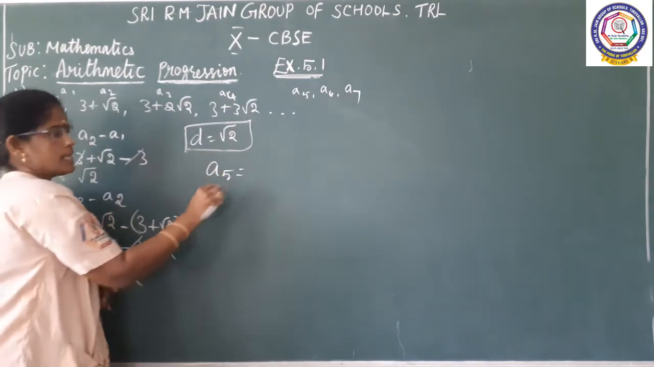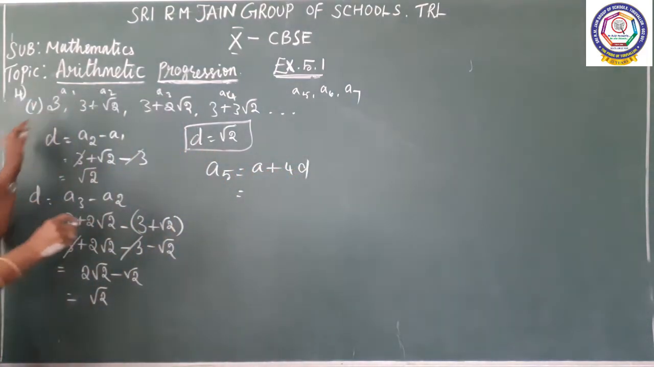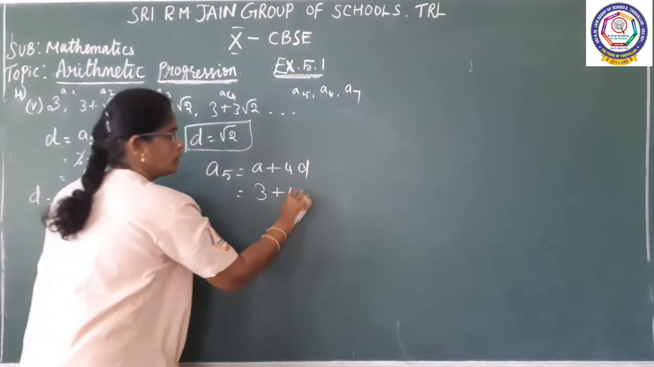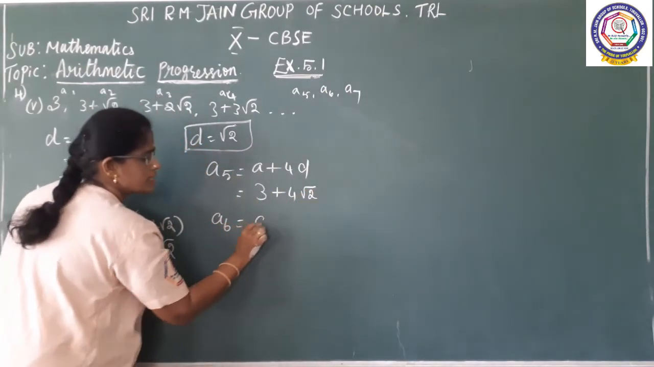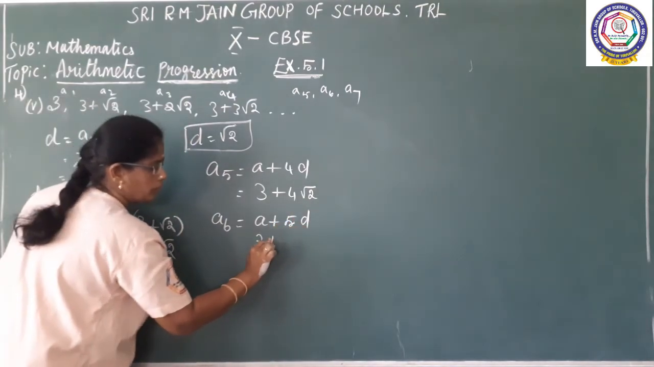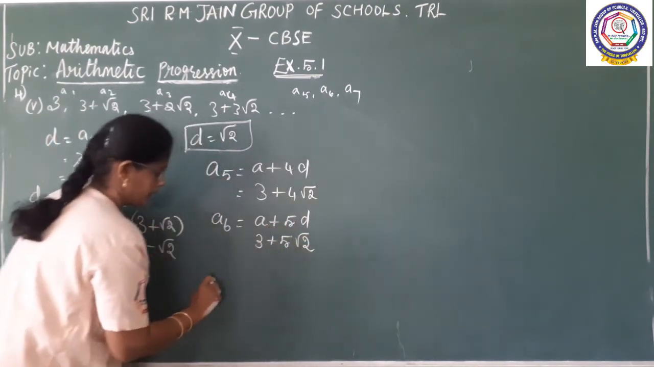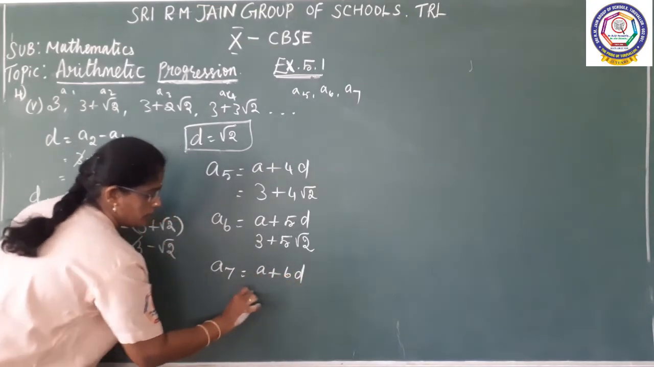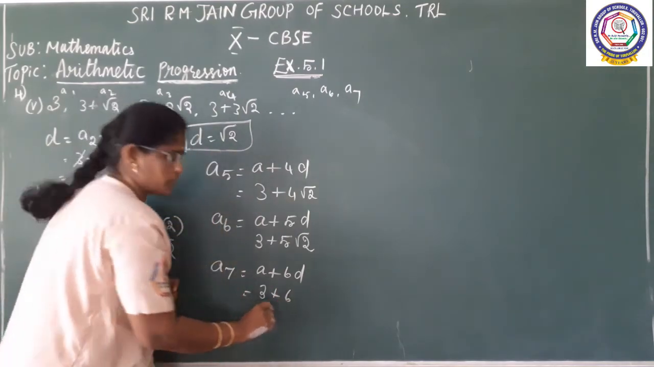A5 can be written as A plus 4D. What is A? That is the first term, 3, plus 4. What is the common difference we got? Square root of 2. Then A6 can be written as A plus 5D. What is A? 3 plus 5 into what is the common difference we got? Root 2. Then A7 equals A plus 6D. What is A? 3 plus 6. What is the common difference we got?